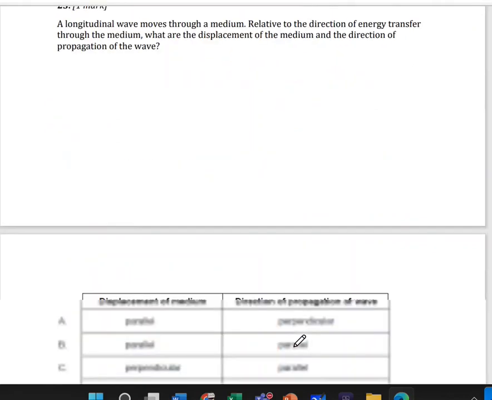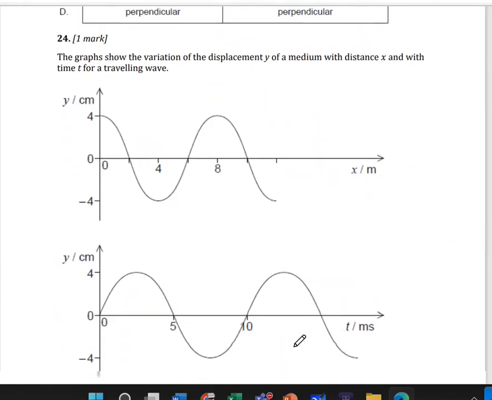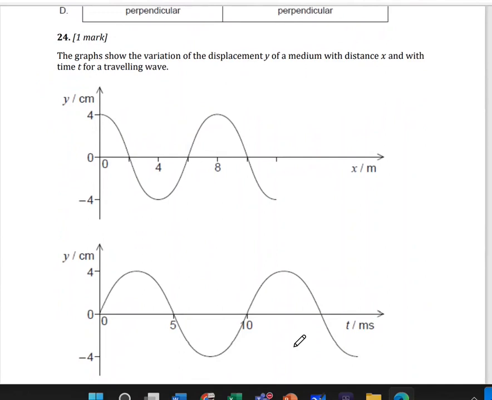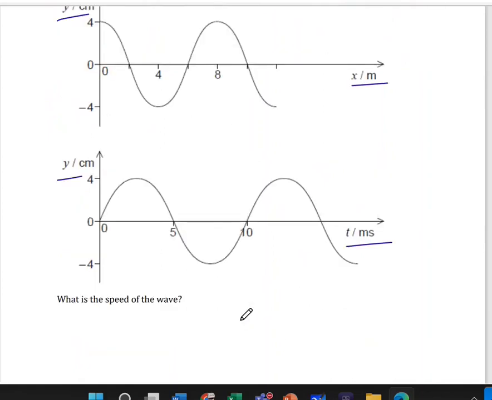Okay, I'm going to question 24. The graph shows the variation of the displacement y of a medium with distance x and with time for a traveling wave. Okay, so here we have displacement with distance, displacement with time. What is the speed of the wave? This is the question.